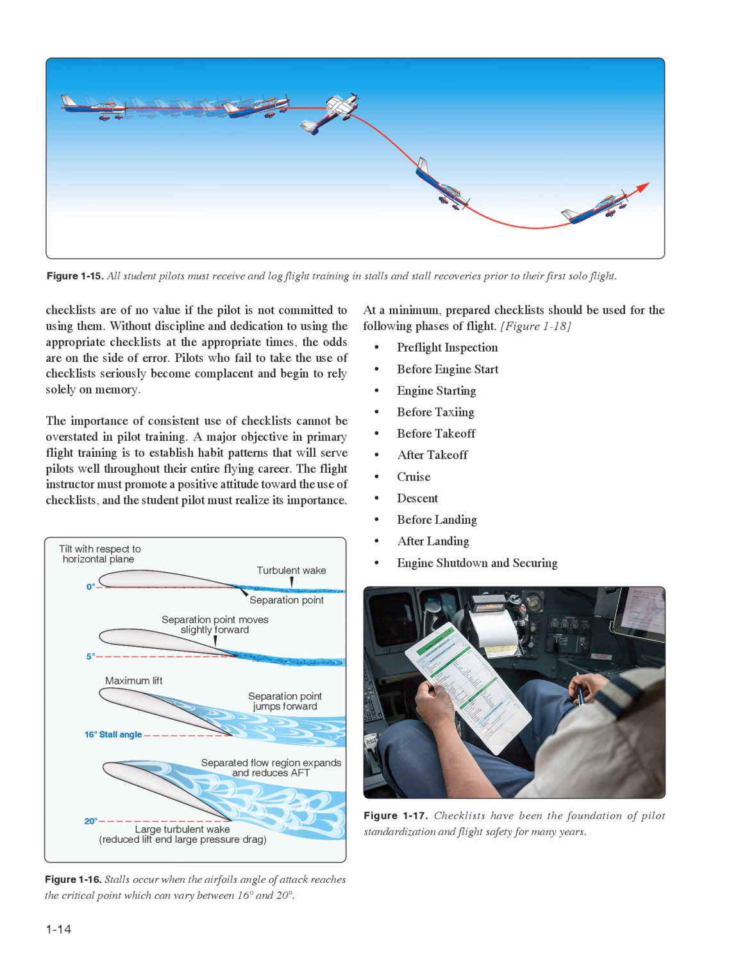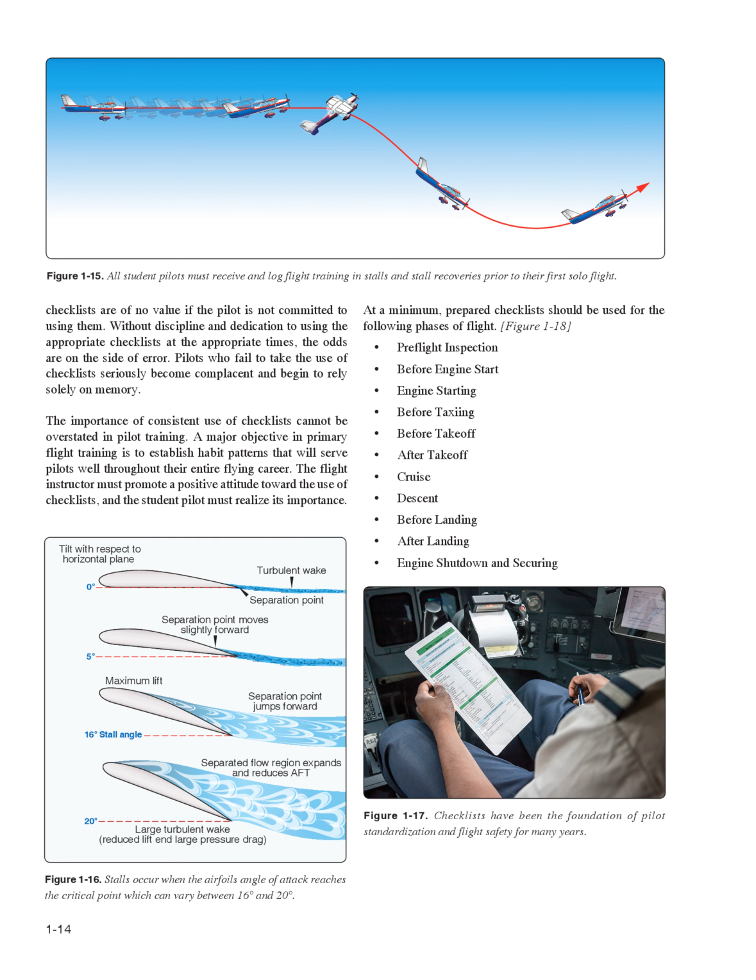Tilt with respect to horizontal plane. 0 degrees. 5 degrees. Maximum lift. 16 degrees stall angle. Turbulent wake. Separation point. Separation point moves slightly forward. Separation point jumps forward. Separated flow region expands and reduces lift. Figure 116. Stalls occur when the airfoil's angle of attack reaches the critical point, which can vary between 16 degrees and 20 degrees. 20 degrees. Large turbulent wake. Reduced lift and large pressure drag.